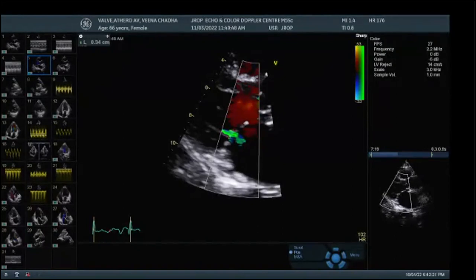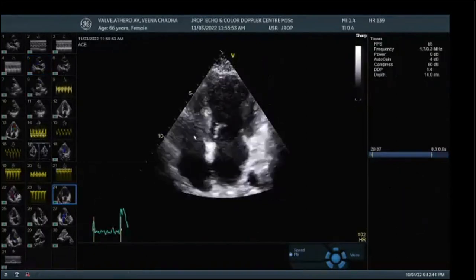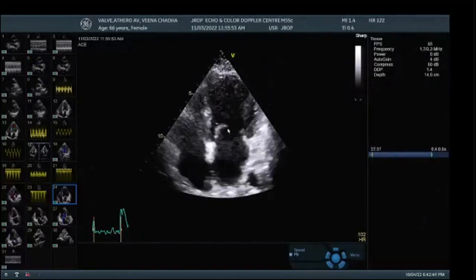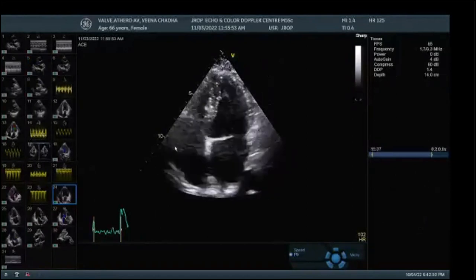Sir, can you elaborate something about TAPSE, sir? All right. What is TAPSE? Tricuspid annular plane systolic excursion. Yes, sir. So how do we look for TAPSE? Let me go and show you a slide for TAPSE. Can you see this? This is the 4-chamber view. This is the tricuspid annulus.